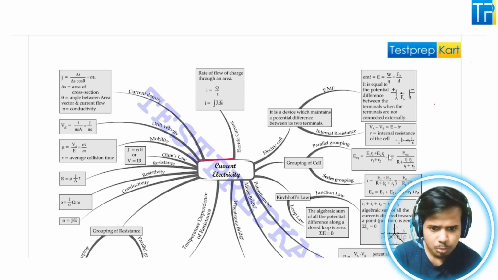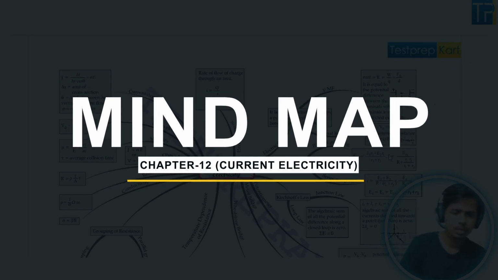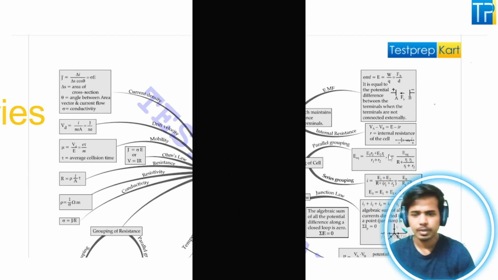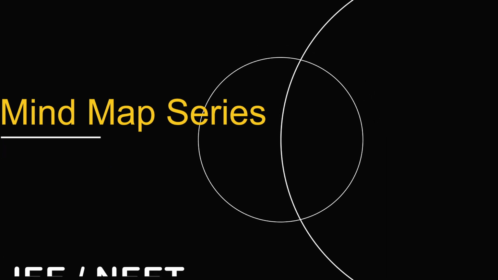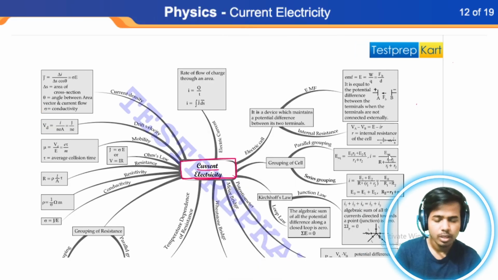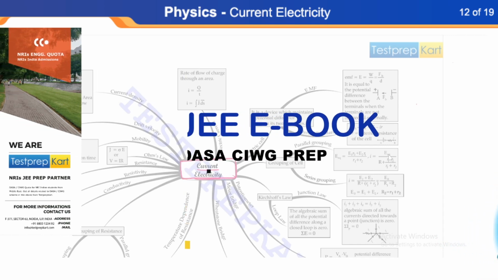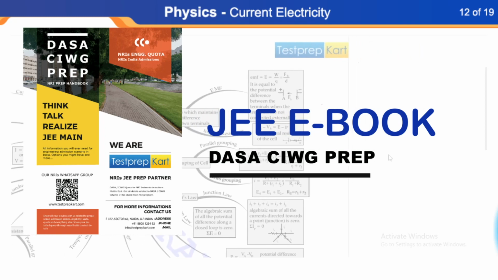Welcome to the mind map series, and we are going to discuss the chapter of current electricity in this one. So, first of all, in the previous mind map, I think we have already discussed electrostatics, so some of it will be used here. For example, we will start with electrostatics itself. What was electrostatics? It was the static charges. But in current electricity, we are talking about dynamic charges, a motion of charges, and the result of that motion.